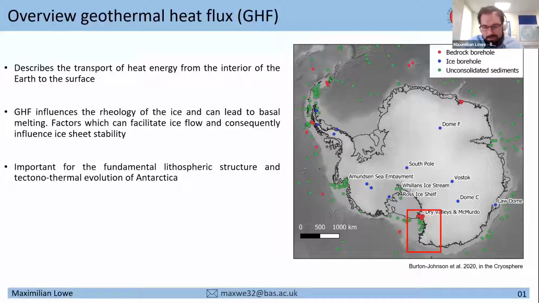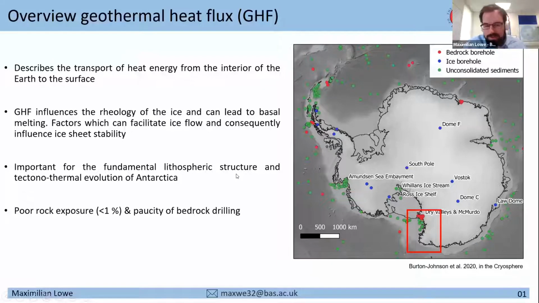But unfortunately, as the figure illustrates, we have only few direct measurements in Antarctica, a few offshore, but onshore only very few. And that's because the rocks are hidden beneath a thick ice sheet and are not exposed at the surface, and we have only a few drilling programs so far.